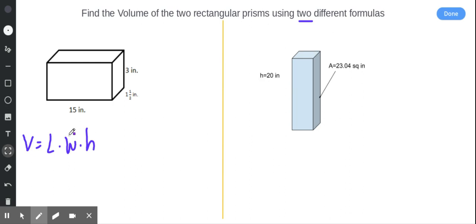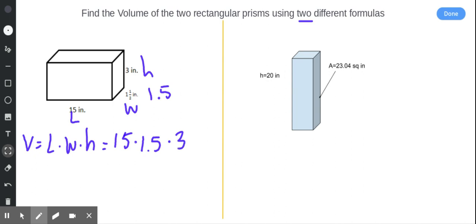For my first example, I have a length, I have a width, and I have a height. So I'm going to use the formula that we did from lesson 7, length times width times height. So I have 15 times, and instead of 1 and a half, I'm going to turn this mixed number into a decimal because a half is easy. 1 and 5 tenths is 1.5. So I'm going to multiply it by 1.5 and then times 3.